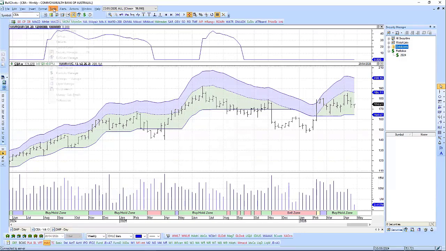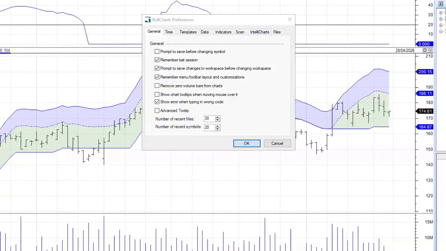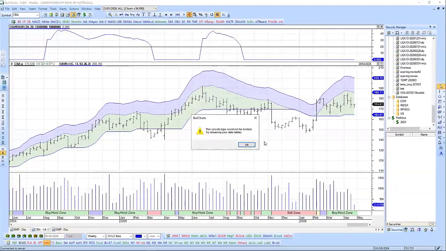I usually turn my toolbar pop up on. It's over in the other window. Bear with me a minute while I retrieve it. It's hiding. There it is. The preferences. I've got my show chart tooltips when moving mouse over it. I've always had that turned off. I'll turn that on. There we go.